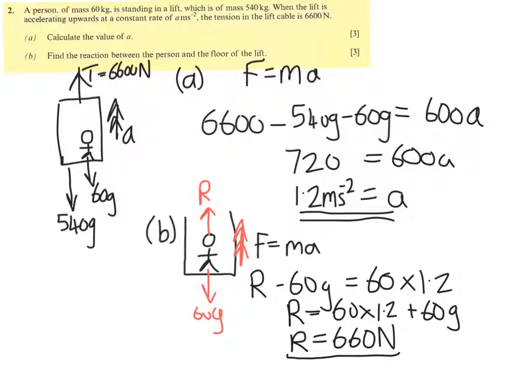Question done. The key things to this question: when you're looking at the first bit, you're using this piece of information, the tension holding this up, which is the man and the lift. So you've got to use both over here in the equation. In part B, we're interested in only the man. So I'm looking at the forces acting on the man. He's 60 kilograms, so that's 60 g acting down. The reaction of the floor is R acting up. And then my mass is just 60. Those are the two key points.